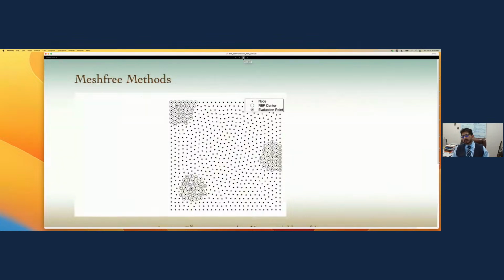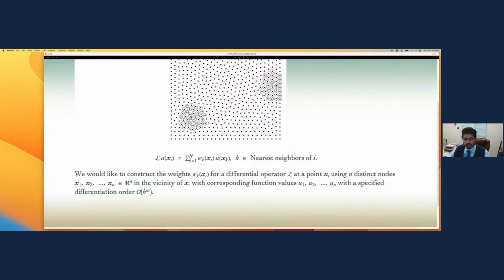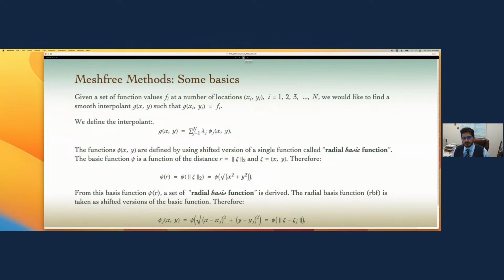So what exactly are mesh-free methods? This falls under a slightly different area of approximation theory, which is unstructured approximation, wherein you have a whole bunch of unstructured points, and the way you want to solve that is you get a hold of the nearest neighbors, and you need to compute these weights W to get an approximation of whatever operator you want. So the way this is done traditionally is using radial basis functions.